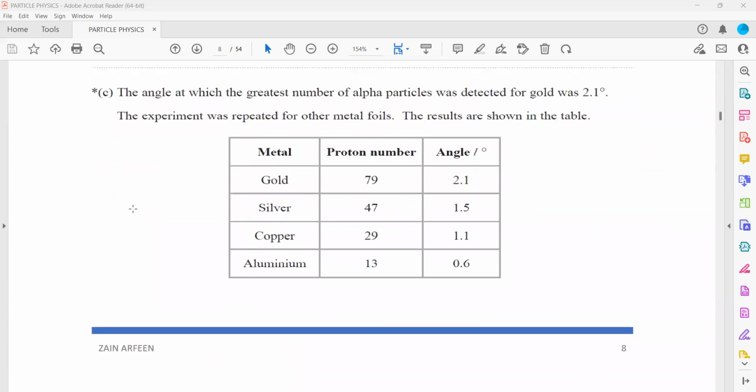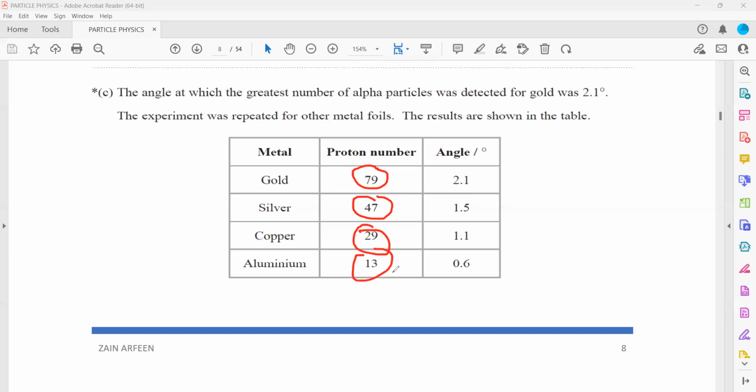The angle at which the greatest number of alpha particles was detected for a gold foil was 2.1, like we detected about 2.1. This experiment was repeated with other metals. The highest deviation is from gold. And you can see the proton numbers. For gold, it is 79. For silver, it's 47 protons, copper 29, and aluminum.